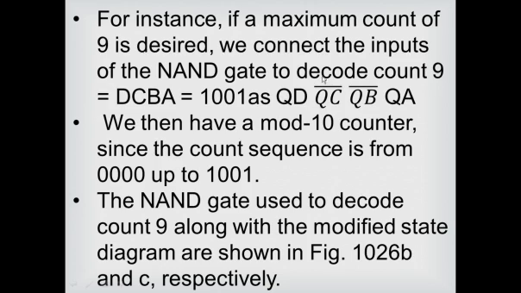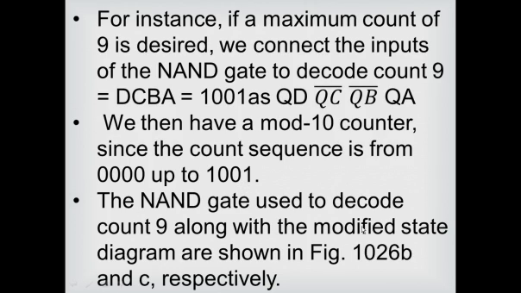So if this input is given to the NAND gate, then when this particular state occurs, the output of the NAND gate is going to be 0 and it will reset all the flip-flops on the next positive edge of the clock pulse. So for instance, if a maximum count of 9 is desired, we connect the input to the NAND gate to decode the count 9. So DCBA is equal to 1001 as QD, QC, QB and QA. We then have a mode 10 counter, since the count sequence is from 0000 up to 1001.